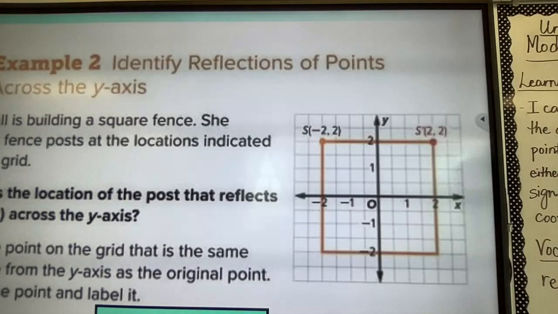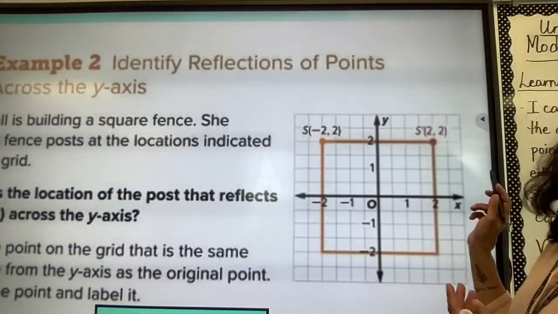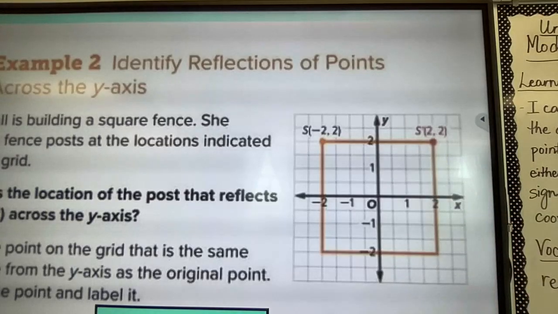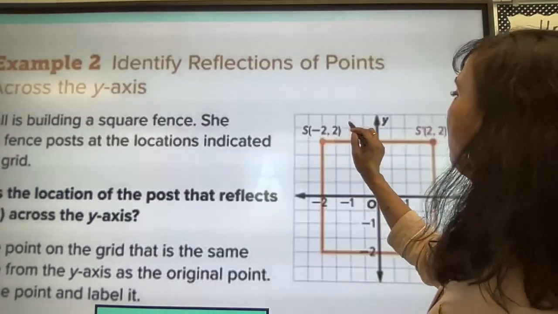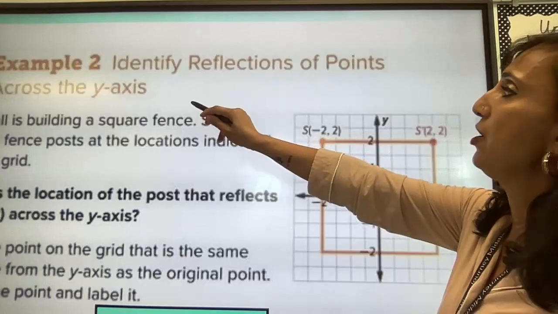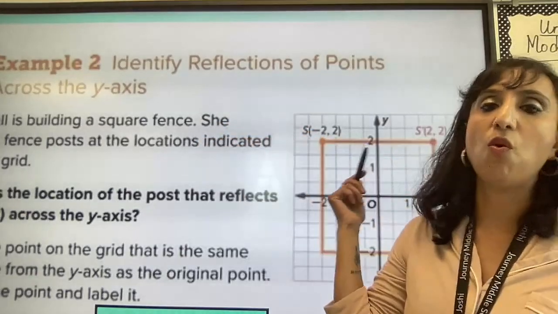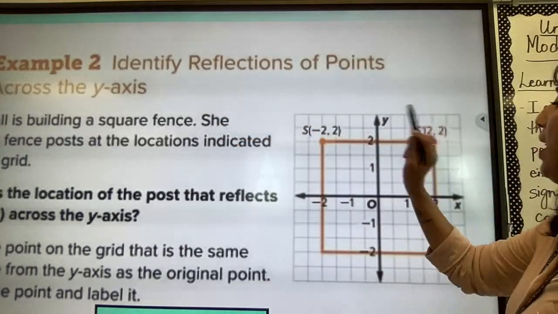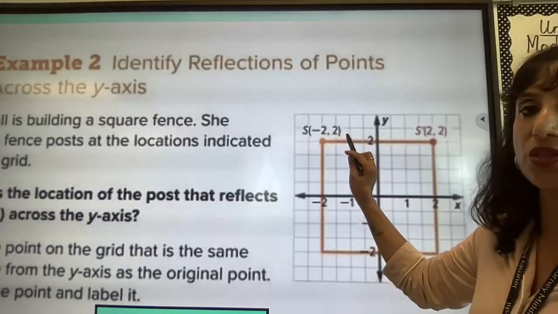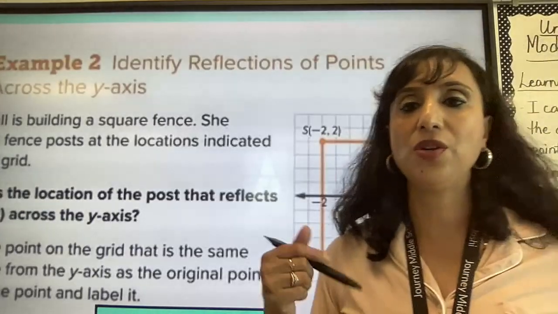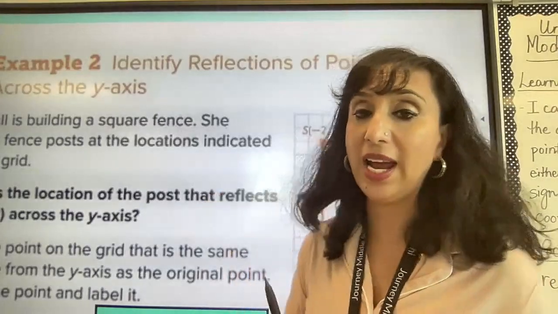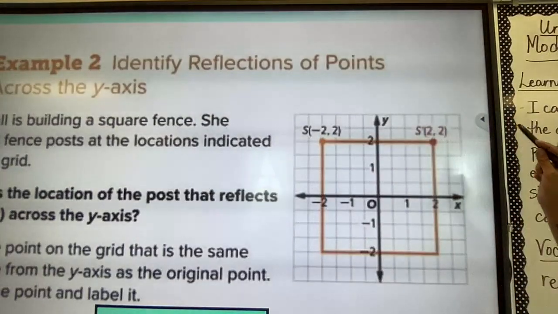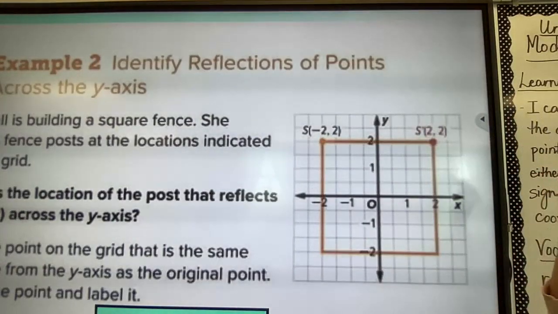So if I have a square thing that is being created over here, square fence posts are being placed in a square fence. So I was given (-2, 2). It's asking me to graph the reflection across the y-axis. So here is my y-axis. So remember, y is going to stay the same. So 2 is going to stay the same. And I'm going to do the opposite of negative 2, which is x, which becomes positive 2. So my reflection becomes (2, 2).